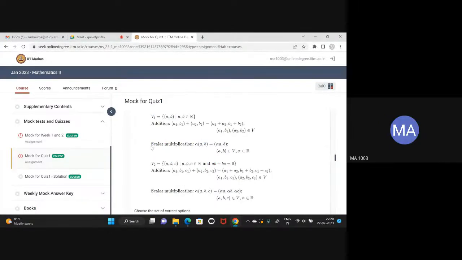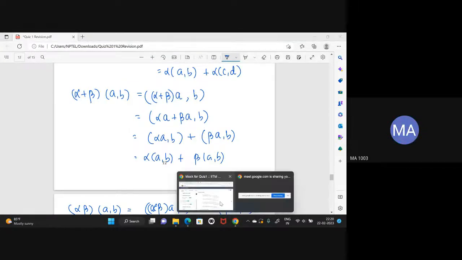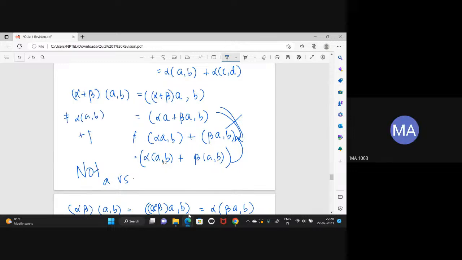This is V1. You are doing V2 or V1, ma'am? V1. The mistake is that B1 plus B2 in the third step has to be 2B. In addition, it will become 2B. Alpha A plus beta A plus 2B. It should be 2B. Oh, yeah, sorry. Right. This is equal to this, but these two are not equal. So it's not a vector space. Yes, ma'am. So this is not equal to alpha times A comma B plus beta times A comma B.